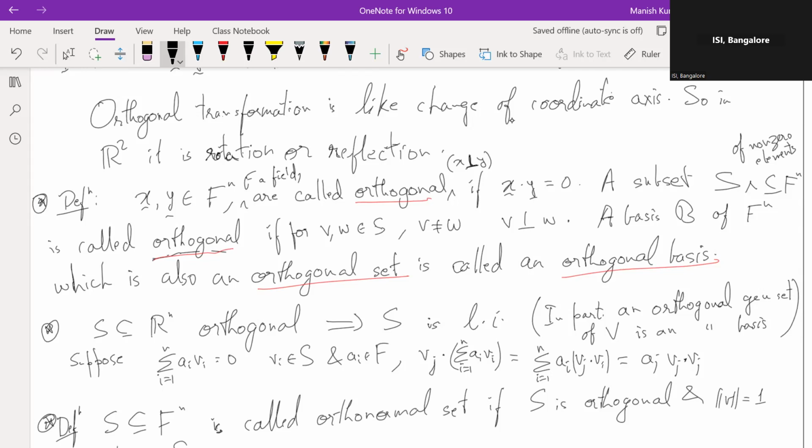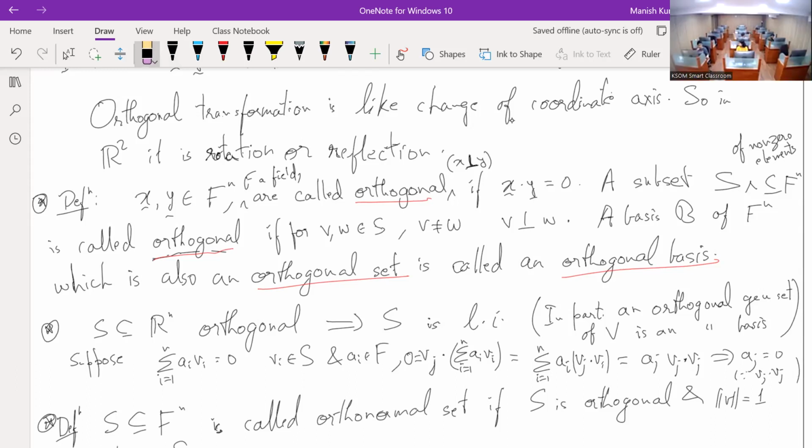So we are taking a dot product with zero. So this sum is zero. This implies Aj is zero, since Vj dot Vj is not equal to zero. In fact, it's positive, greater than zero.